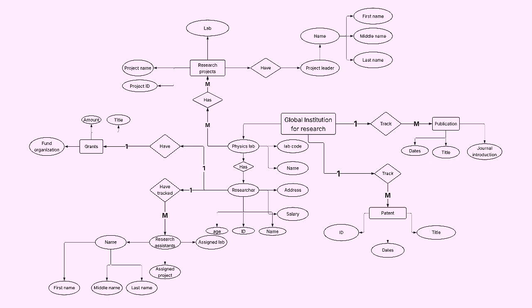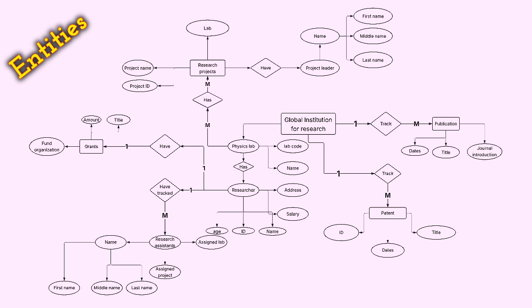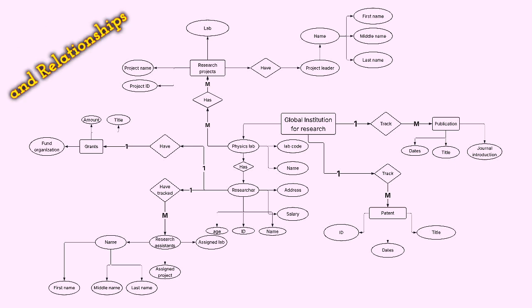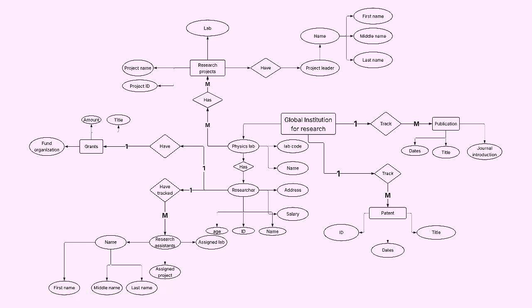Good morning, ma'am. Today, I, Aditi, will be presenting the entity relationship diagram for a global research institution management system. This ER model presented on the screen has been designed to capture all the important entities, attributes, and relationships required to manage a large-scale research organization with efficiency. So now, let's go through it step by step.